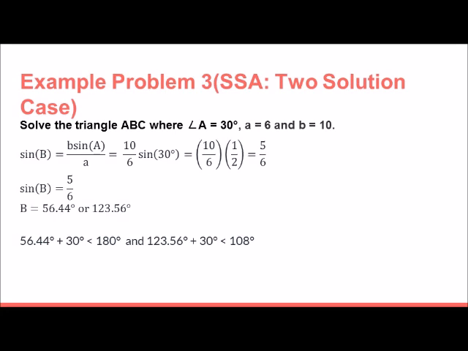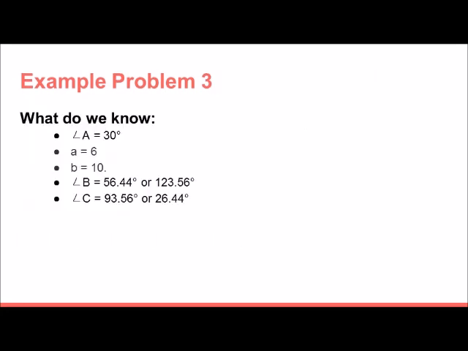With a little arithmetic and help from our trig functions, we determine that the sine of B equals 5/6 and B equals 56.44 degrees or 123.56 degrees. With our knowledge of the sums of angles of triangles, we can determine that both of these angles are candidates for angle B. So, going back to what we know.